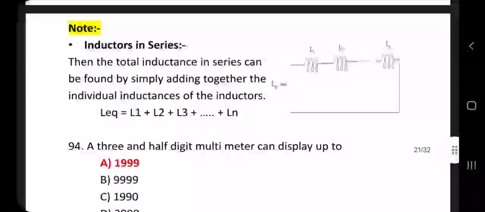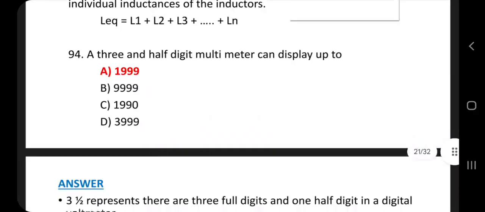For inductors in series, the total inductance can be found by simply adding together the individual inductances of the inductors. That is L equivalent equal to L1 plus L2 plus L3 up to Ln.